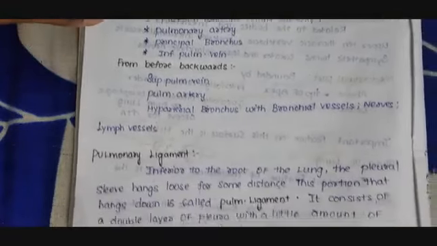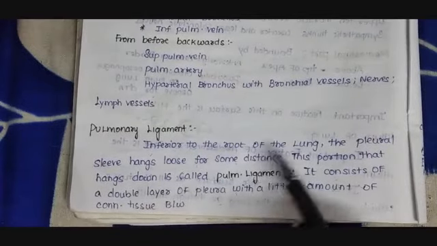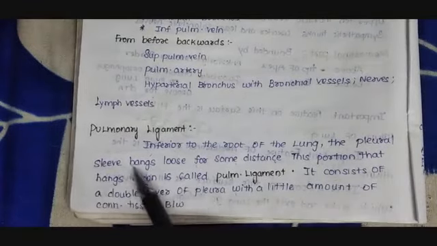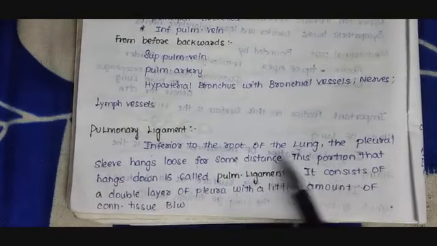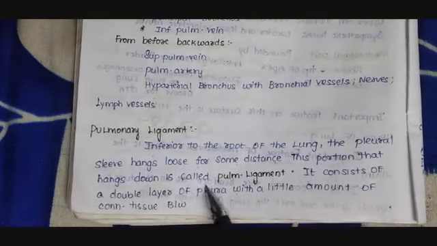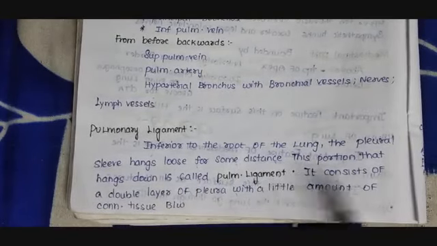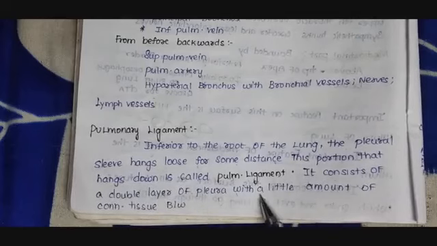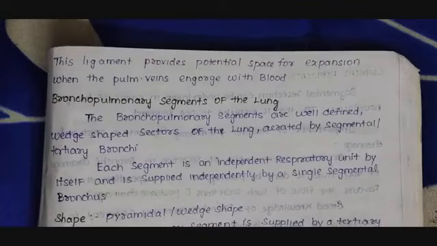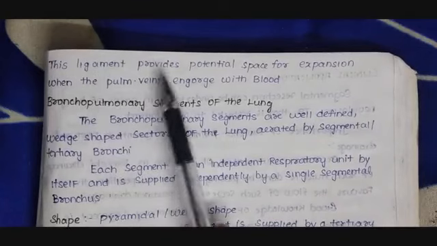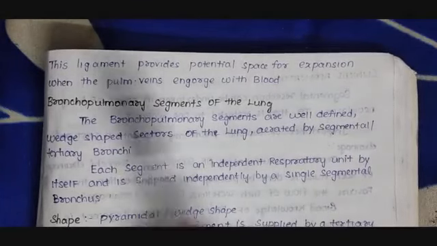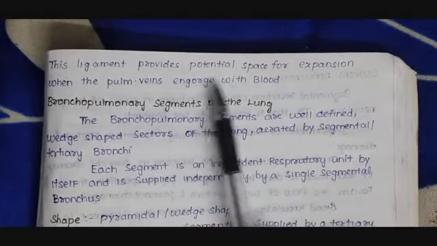Now, the pulmonary ligament. Inferior to the root of the lung, the pleural sleeve hangs loose for some distance. This portion that hangs down is called the pulmonary ligament. It consists of a double layer of pleura with a little amount of connective tissue. The pulmonary ligament provides potential space for expansion when the pulmonary vein is engorged with blood.